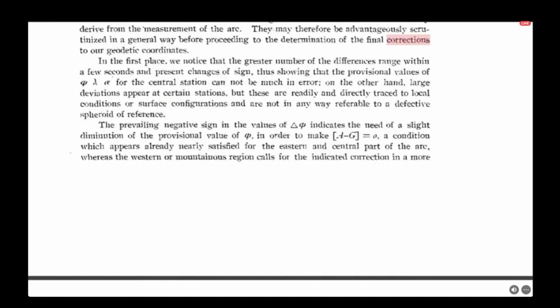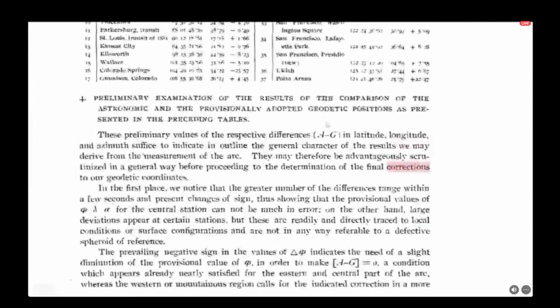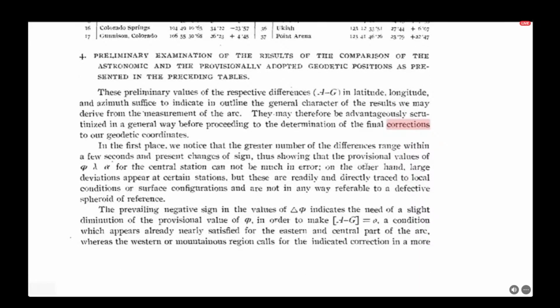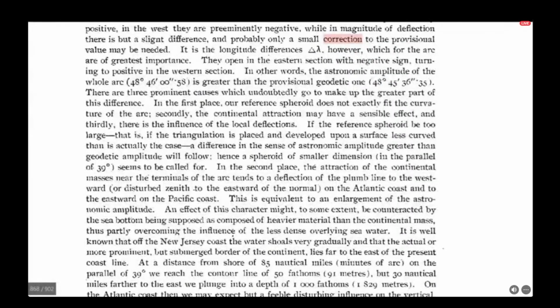This is what McCaw tells everyone, right? They may therefore be advantageously scrutinized in a general way before proceeding to the determination of the final corrections to our geodetic coordinates, meaning we're going to choose which errors we're going to throw out, which margins we're going to adhere to, and at the very end, which coordinate system we adhere to. So, I mean, this is insane. If this is what's put forth as proof of the globe, man, I'm happy I made the right choice.